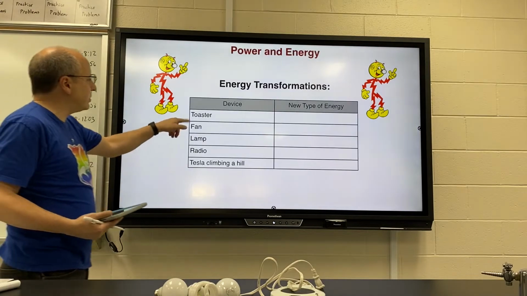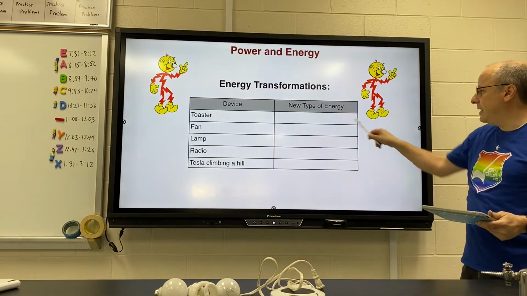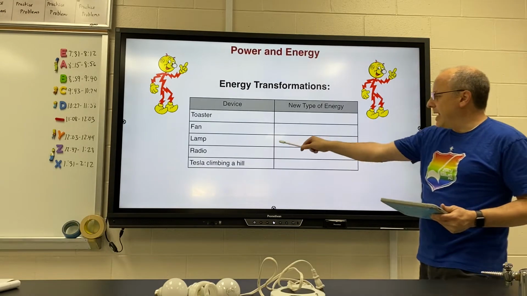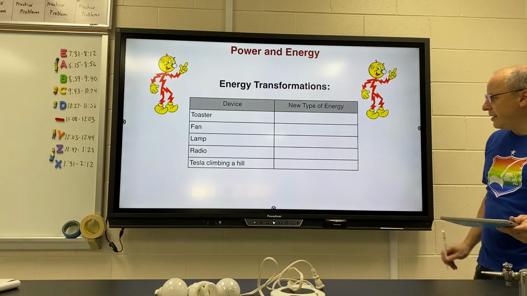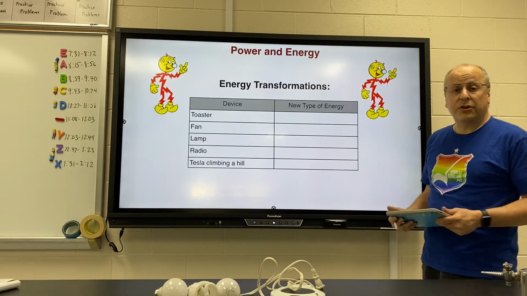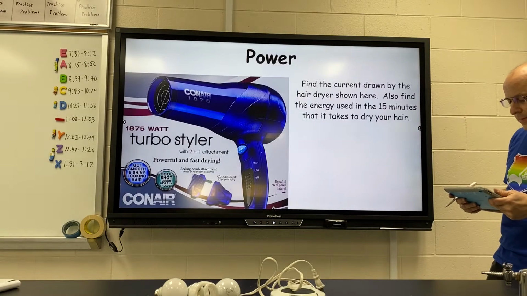Okay, so for your toaster, obviously it's creating heat. For a fan, it's creating kinetic energy. For a lamp, it's creating light. For a radio, sound. And a Tesla climbing a hill is turning electrical energy into potential energy of gravity.